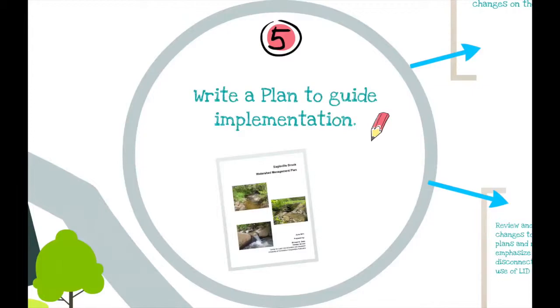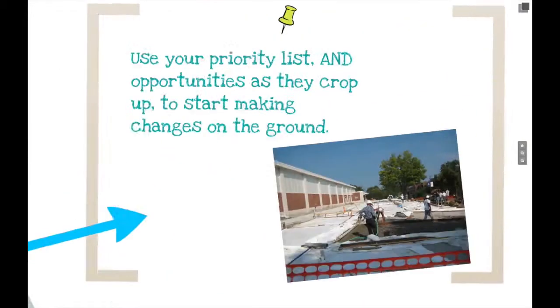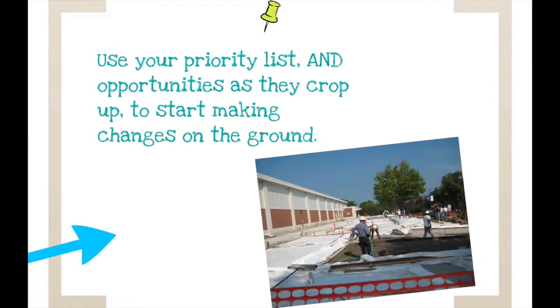Step five, everyone's favorite, writing a plan. Well, in our case, we think that management plans don't have to be 500-page monstrosities to be effective. This is actually 20 pages long. It's our management plan for the Eagleville Brook IC TMDL. And the plan really does two things.